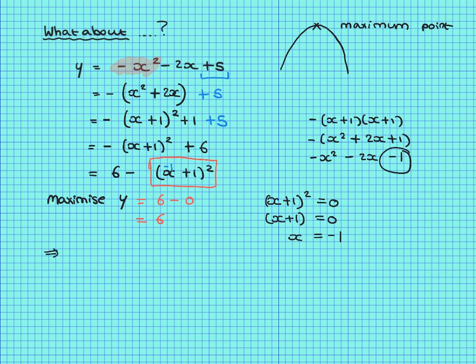So this then gives us our maximum point, which has coordinates negative 1 as its x-coordinate and 6 as its y-coordinate, which can be seen in the same way. You're reversing what you have here for the x-coordinate, and then your y-coordinate is simply part of the equation like this.